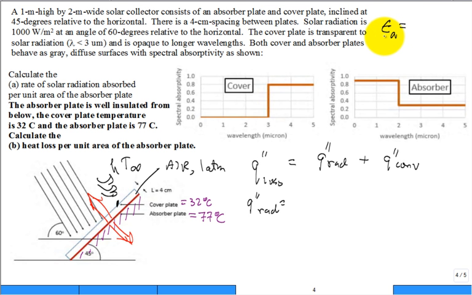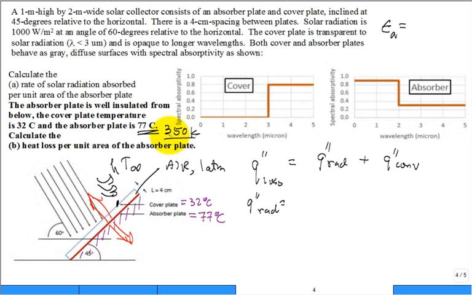Well, what is the temperature of that absorber plate? It's 77 degrees F, which comes in at 350 Kelvin. It's not that hot. I mean, it's warm, but it's not like the temperature of the sun.